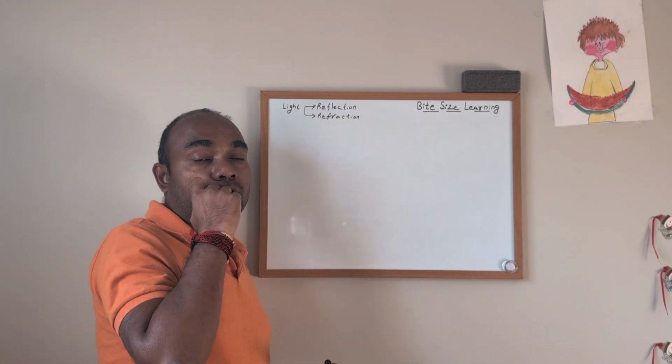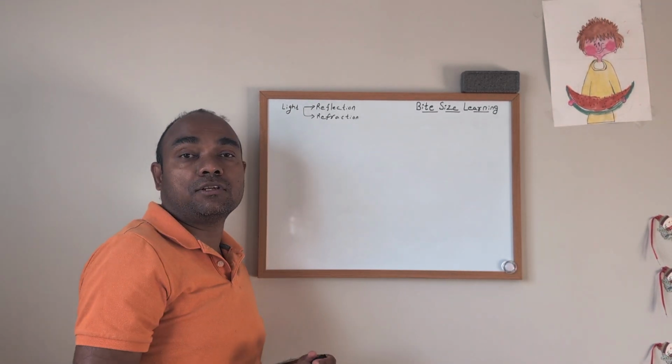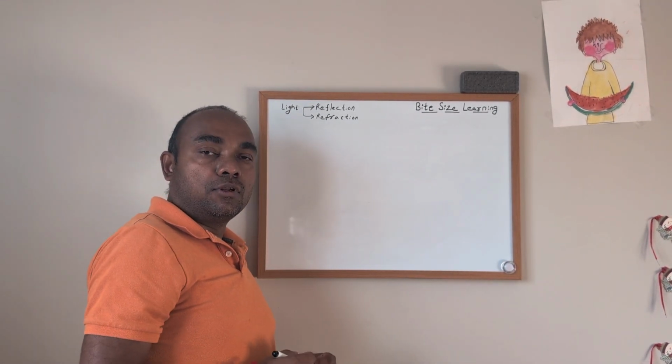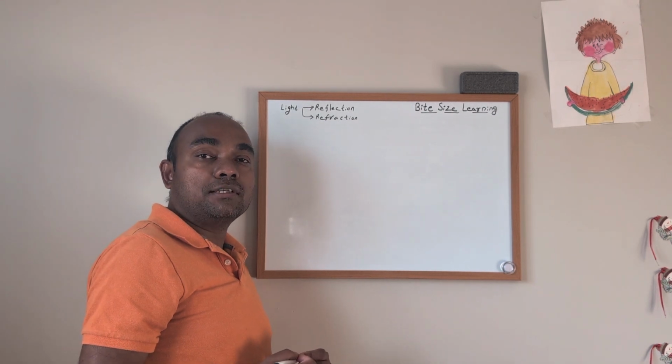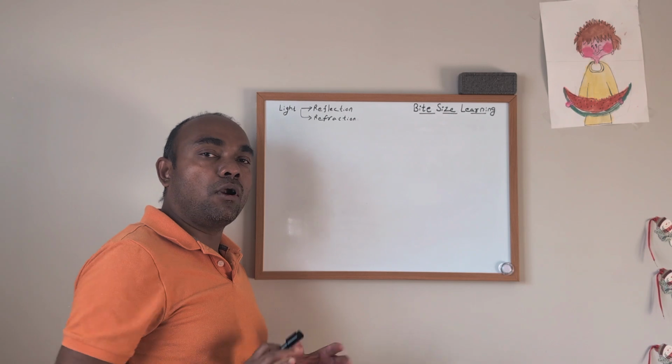So today we are going to talk about light and refraction in terms of light. Light is a form of energy which is found naturally or artificially in the world.